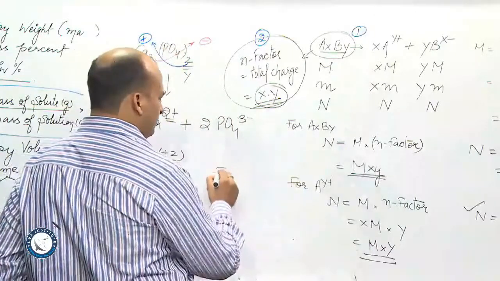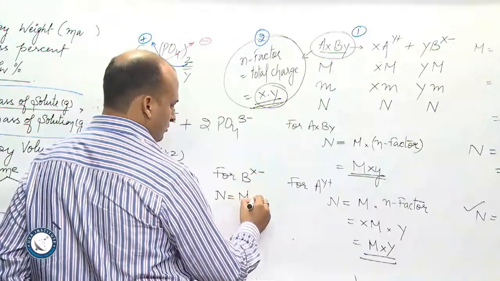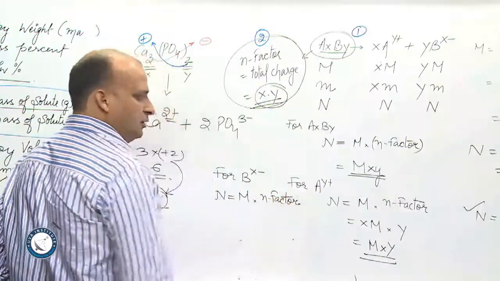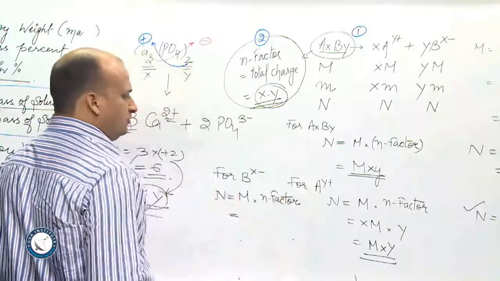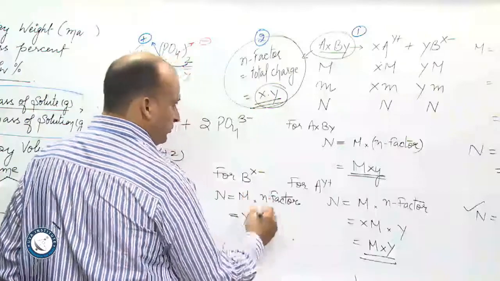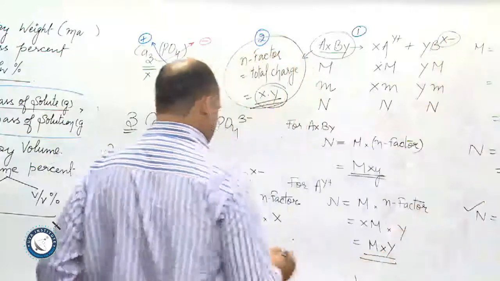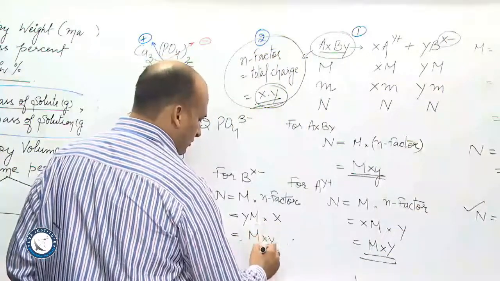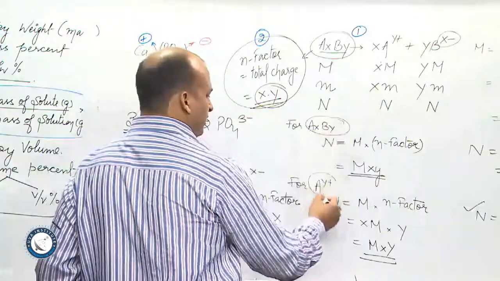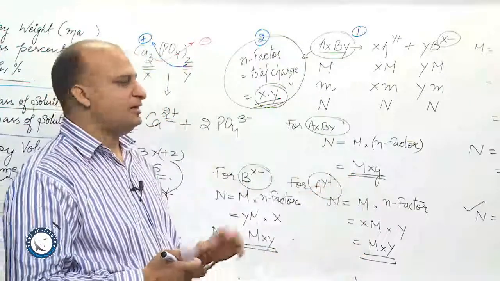And normality for B raised to power x minus: what is the molarity of B raised to power x minus? Ym. What is the n factor? X. See, this is the n factor. So what is the answer? MXY. For AxBy, for A raised to power y plus, for B raised to power x minus, it is MXY, MXY, MXY. The normality is the same in all these cases.